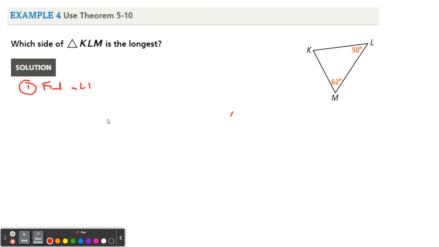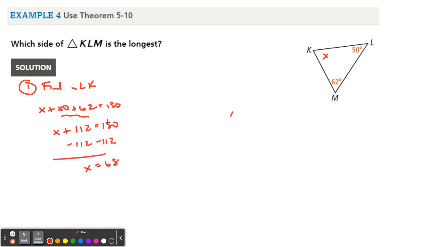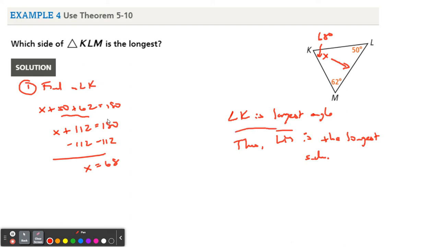Find the measure of angle K. We do that using the triangle angle sum theorem. So we know that x, which is the measure of angle K, plus 50 plus 62 should be 180. Combine 50 and 62: x plus 112 equals 180, and subtract 112. x is 68. Angle K is 68 degrees, meaning that angle K is the largest angle. Well, then the side opposite of K will be the longest side. Thus, segment LM is the longest side. And there you go.